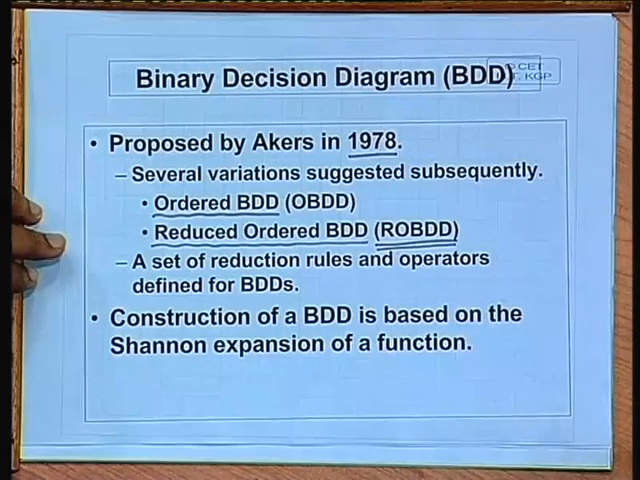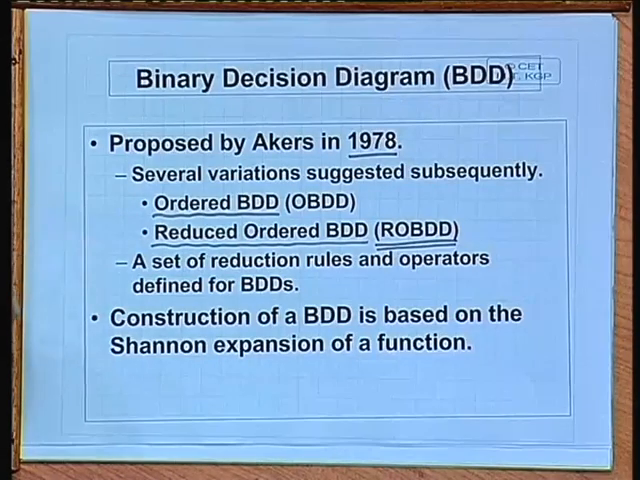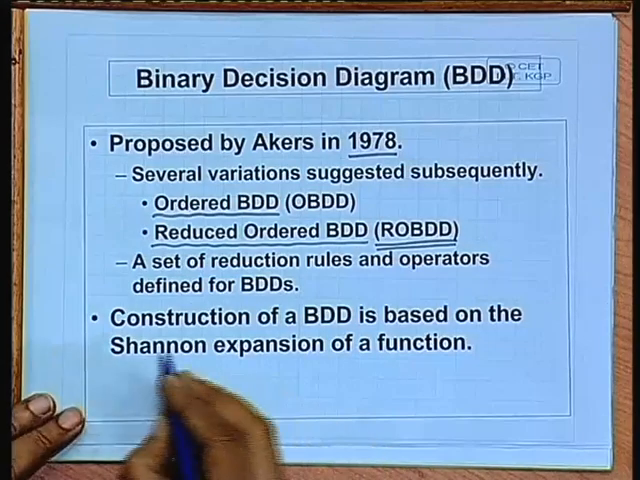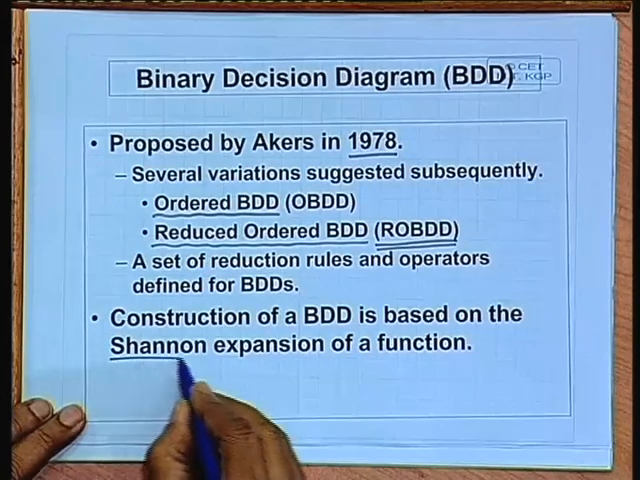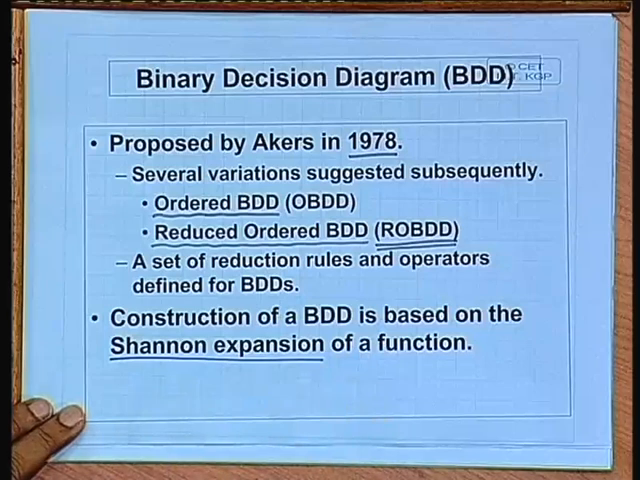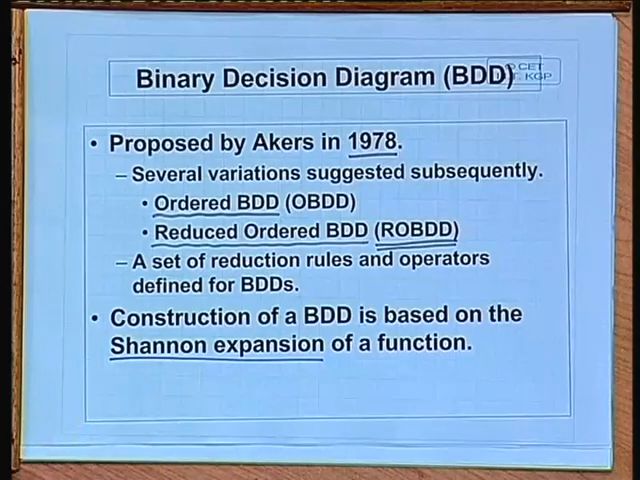Now, the way a BDD is constructed is essentially based on the so-called Shannon expansion of a given function. So, first let us try to understand what this Shannon expansion is, and then we shall explain through examples how a binary decision diagram can be constructed.